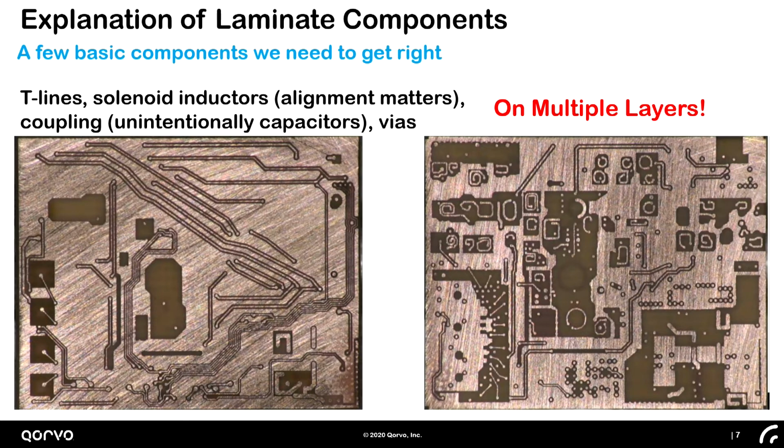And then there's also the unintentional coupling of capacitors, and then there's vias. And these are all on multiple layers. And the layers aren't such that, you know, the top metal doesn't have another thing on top of it, so you've got to characterize that separately than one that's sandwiched in between. So they are a little bit different in that case.